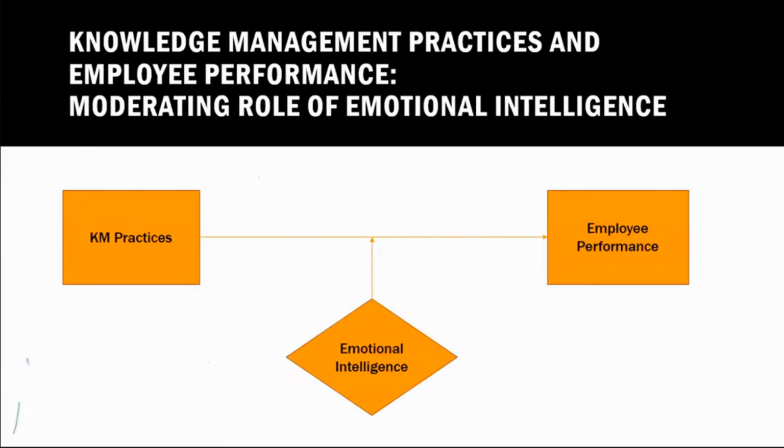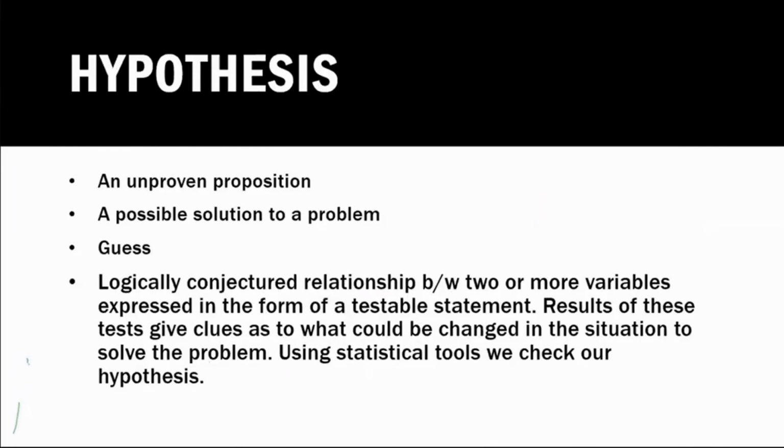Okay, and let's see what is a hypothesis. Hypothesis is an unproven proposition. A proposition is basically a relationship between the concepts or the variables or the constructs. It is a possible solution to a problem, and it is a guess. You are guessing that this variable affects that variable, and this assumption is going to be tested after that. And if we go for the definition of that, that is logically conjectured relationship between two or more variables expressed in the form of a testable statement.